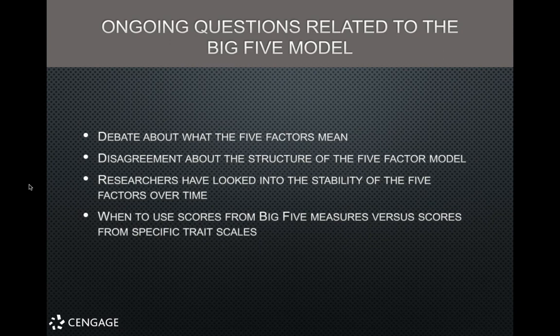There's a lot of debate about what the Big Five factors mean, a disagreement about the structure of the Big Five. Researchers have looked into the stability of the Big Five factors over time, and into scores from Big Five measures versus scores from specific trait scales. Although personality in reality has different structures, our ability to describe personality traits is limited to the adjectives available to us, which may fall into five primary categories.